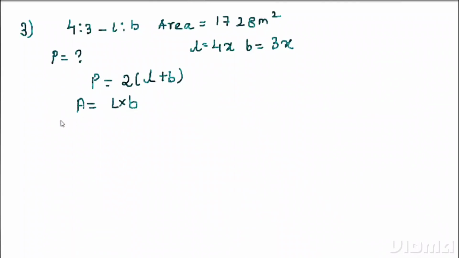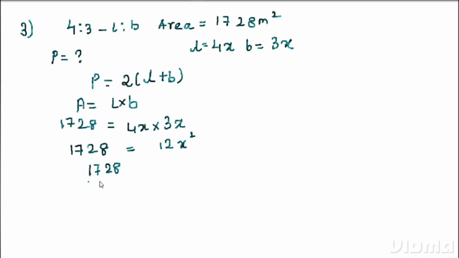Area is 1728, that is equal to length 4x multiplied by breadth 3x. What is 4x multiplied by 3x? It is 12x square. I have to find x square from here. So x square will be 1728 divided by 12. When I cancel this, I get my value of x square as 144.